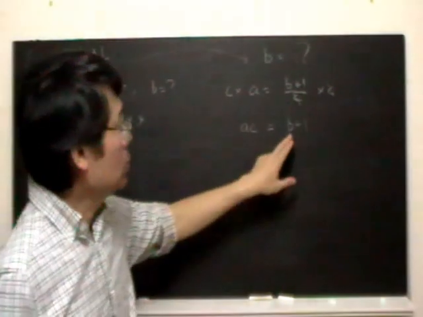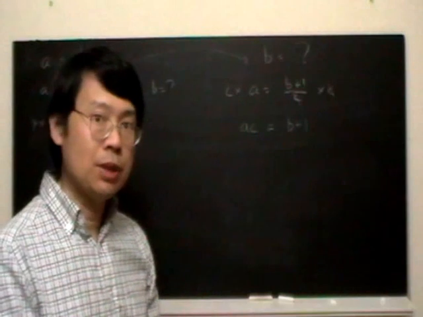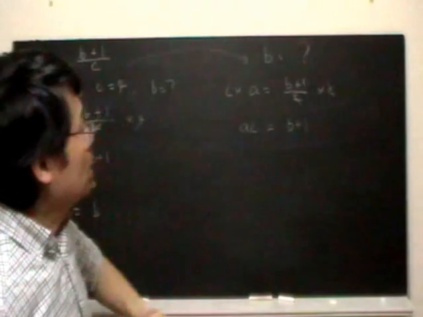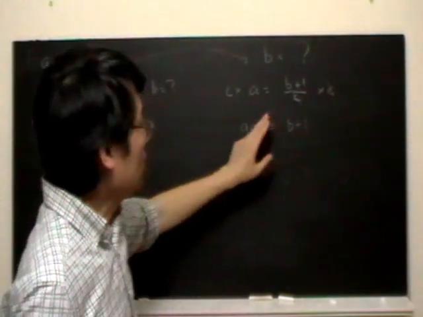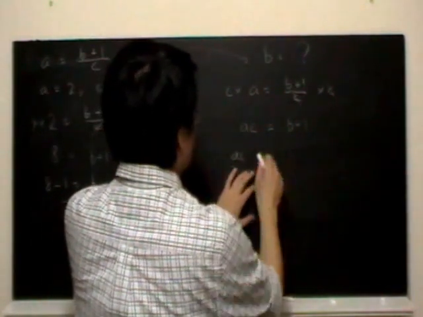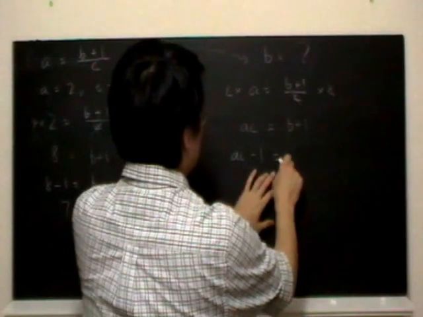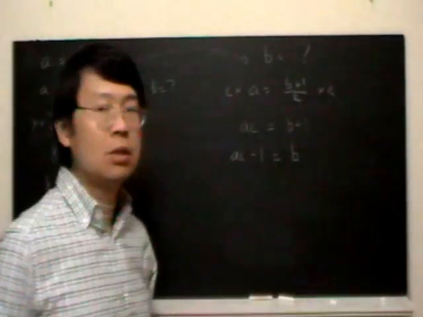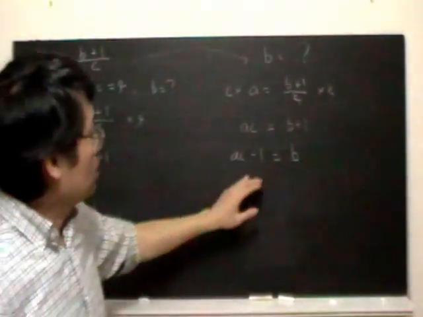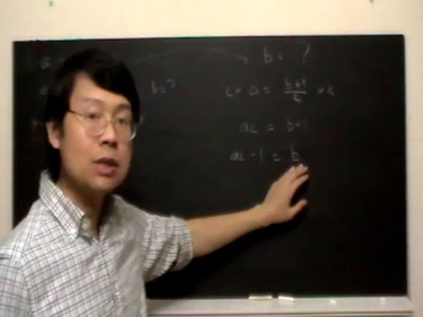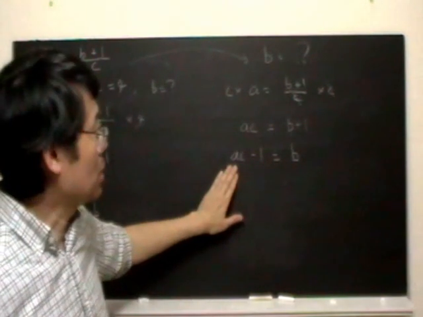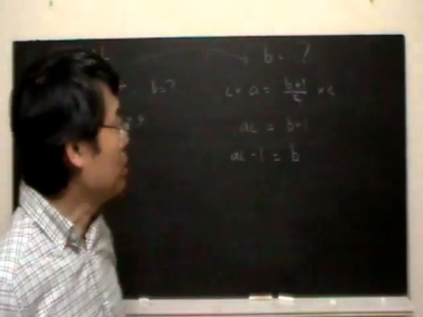Now we want to find b. We want to have just b on one side. Since we have b plus 1 here, we want to get rid of the 1. We can move the 1 to the other side or subtract 1 from both sides. So we have ac minus 1 on the left side, just b on the right side. We have subtracted 1 from both sides. So now we have just b on one side, and on the other side there is no b. b does not appear on the other side. That means that we have just made b the subject.